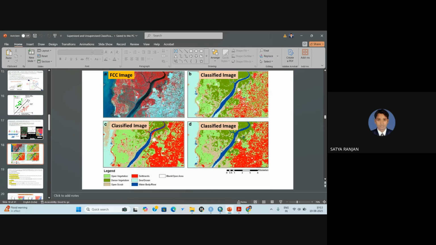But in another sense, if the user has better knowledge, then they can create a better, high-accuracy classification using manual classification, but it takes more time. That's why we generally prefer machine learning technology.